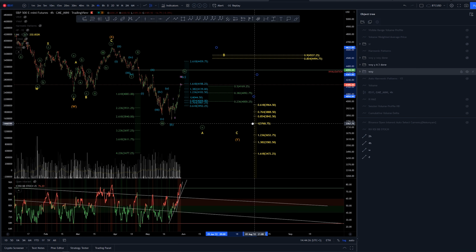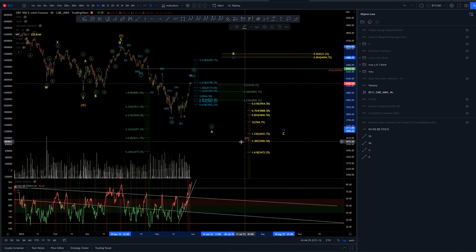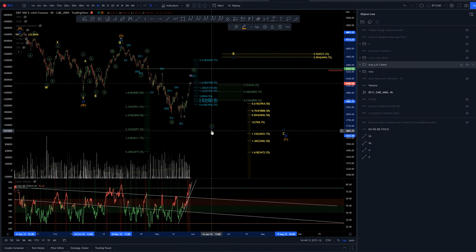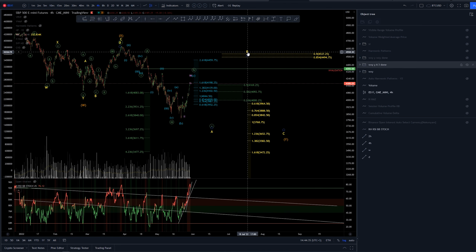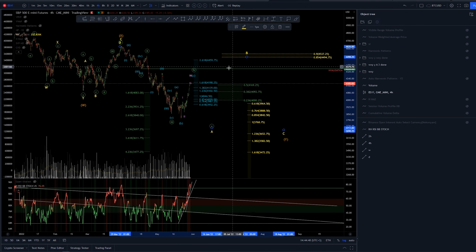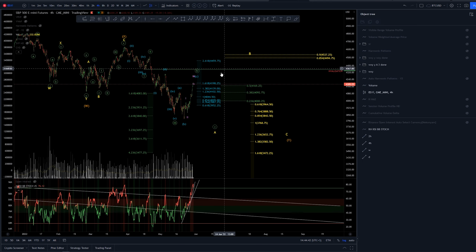Yeah, this is just for the A wave. 5 waves into A, and then we would be looking for B wave and then C wave. B wave could be also there, or shouldn't come up this high. We'll see how high it goes.